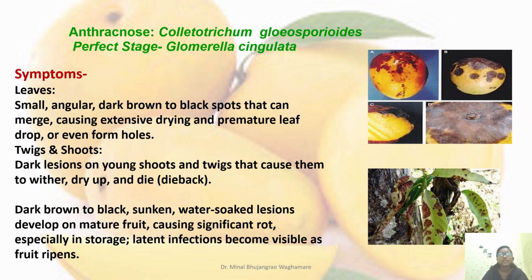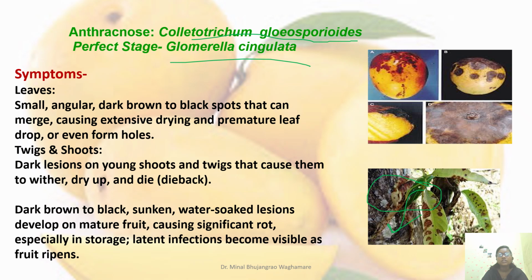Coming to the next disease, that is anthracnose of the mango. In this, the asexual stage of the pathogen is Colletotrichum gloeosporioides and the sexual stage is Glomerella cingulata. We can see that on the leaves, small angular dark brown spots appear, and in extensive cases, these spots get dry, and due to lack of nutrition, defoliation of the plant leaf takes place.